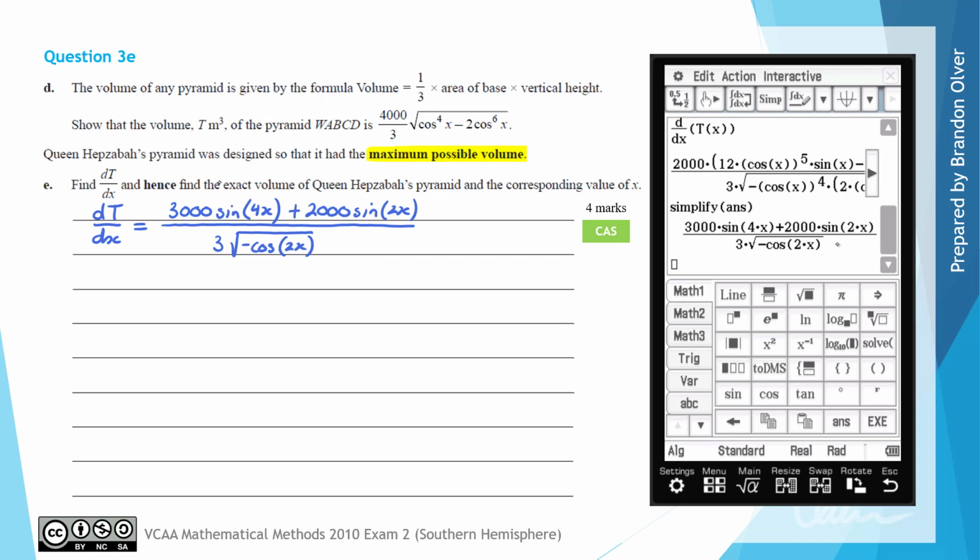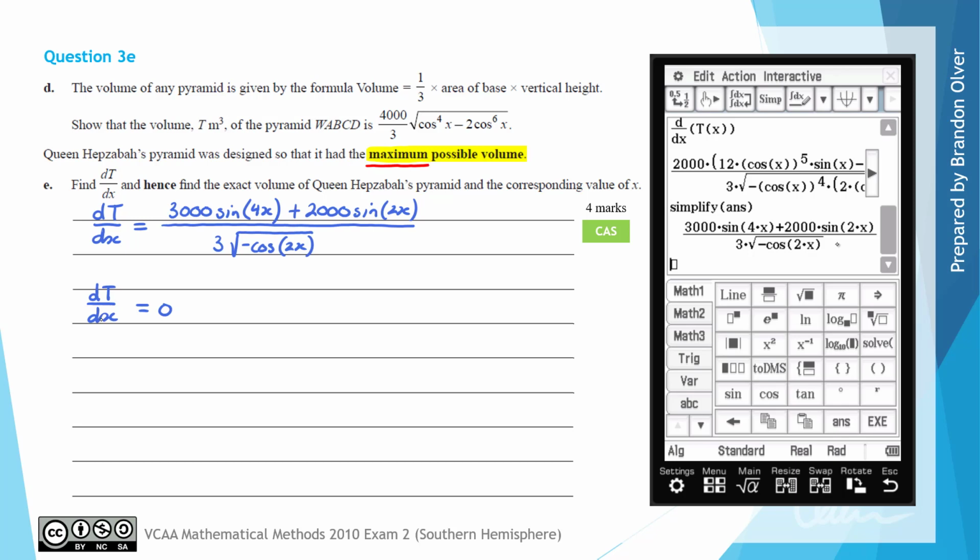And you'll see on the next slide, the examiner's report quotes a different one, but there's going to be many acceptable forms of this derivative. So even if your calculator didn't show exactly the same thing, hopefully when we go to solve this equal to 0, you'll still get the same values of x. So next we want to solve dt dx equal to 0. And the reason why we want to do that is that we want to maximize the volume of this pyramid.